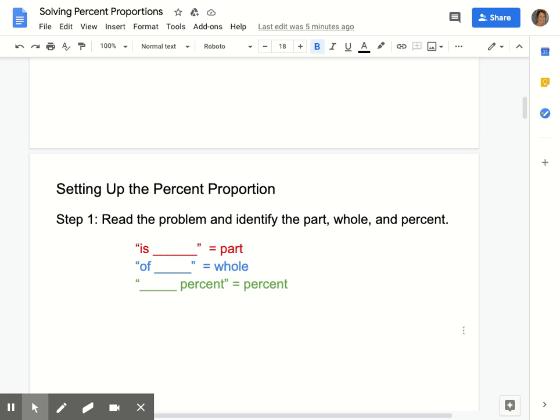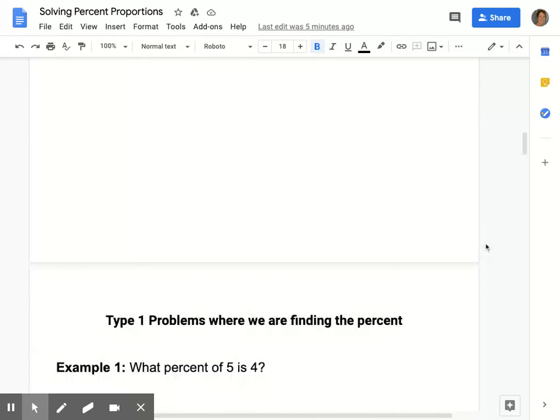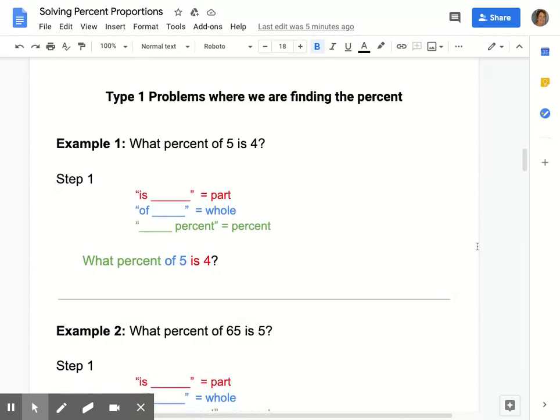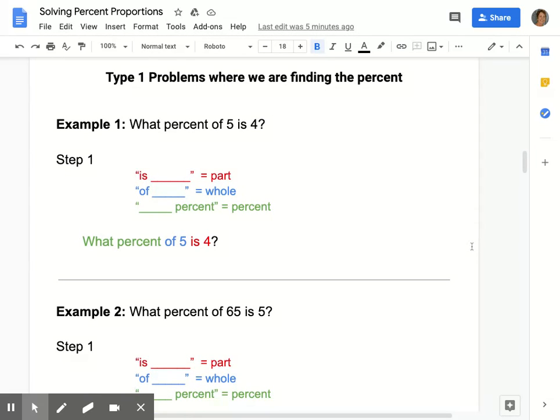In this video, we are going to look at step 1 in setting up the percent proportion. Step 1 is to read the problem and identify the part, the whole, and the percent. So we're going to look at some examples. These are problems where we're finding the percent.